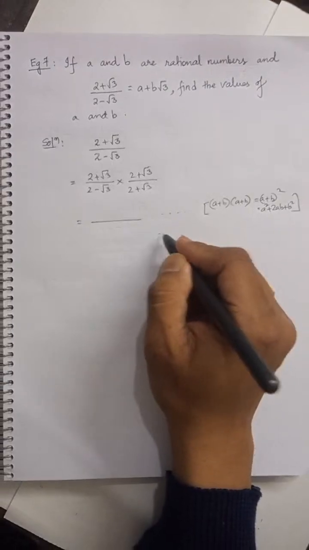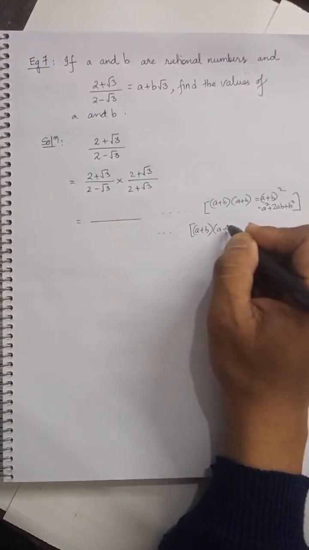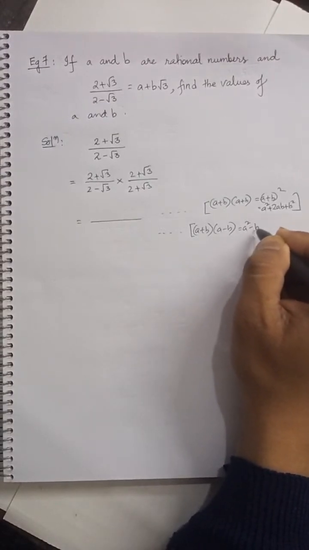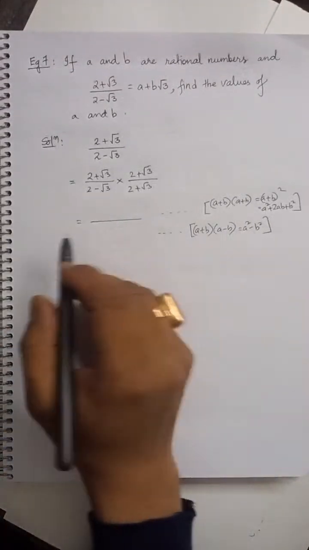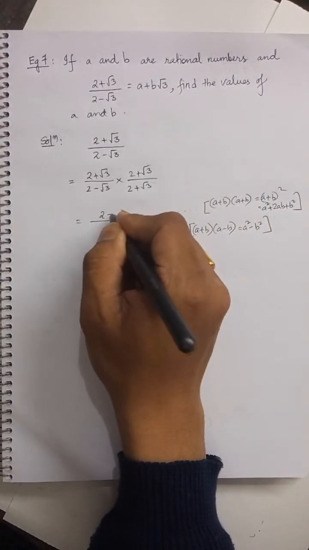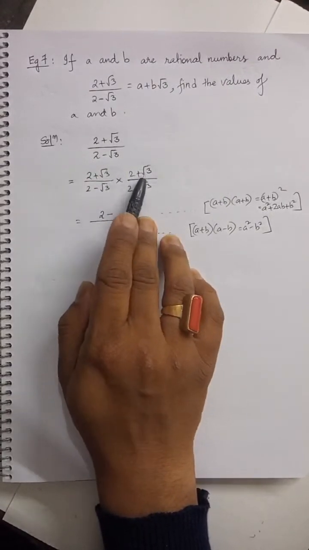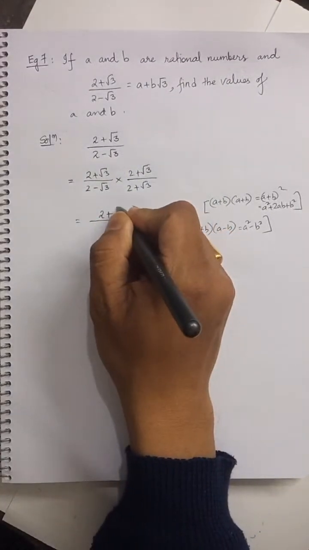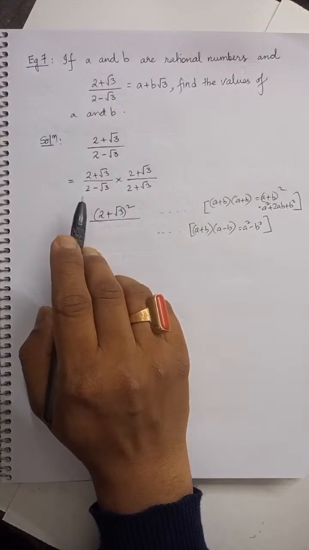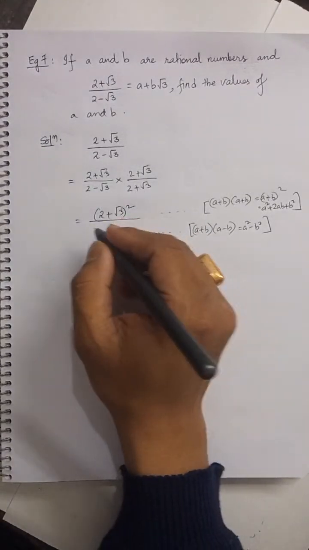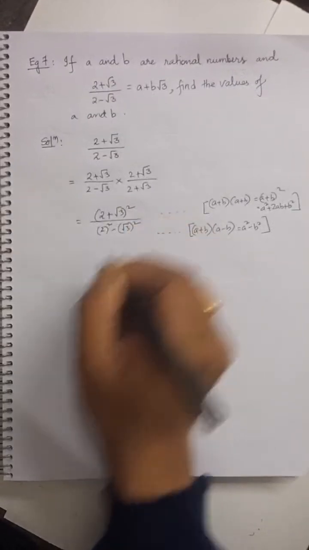Okay, and in the denominator we are going to use the identity a plus b into a minus b equals a square minus b square. So we have, this is what? A plus b into a plus b. That means 2 plus root over 3 multiplied by 2 plus root over 3. So this is 2 plus root over 3 whole square. Okay, and in the denominator part we have a plus b into a minus b, which will give us 2 whole square minus root over 3 whole square.